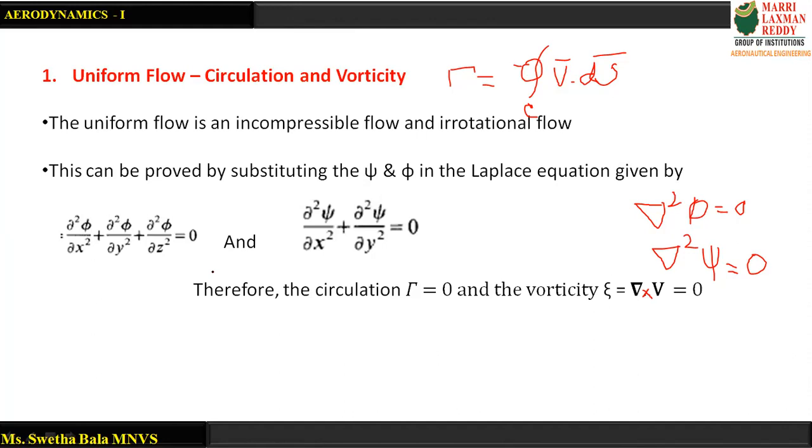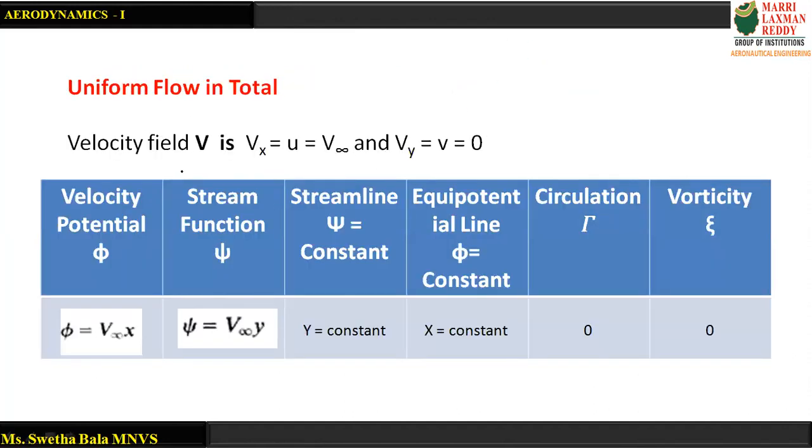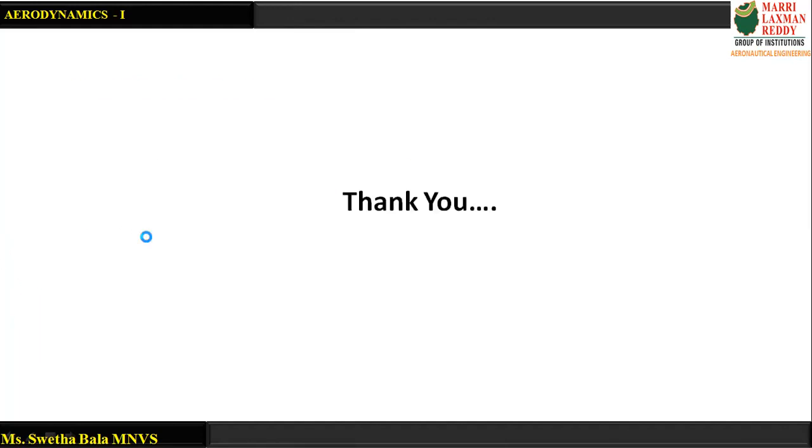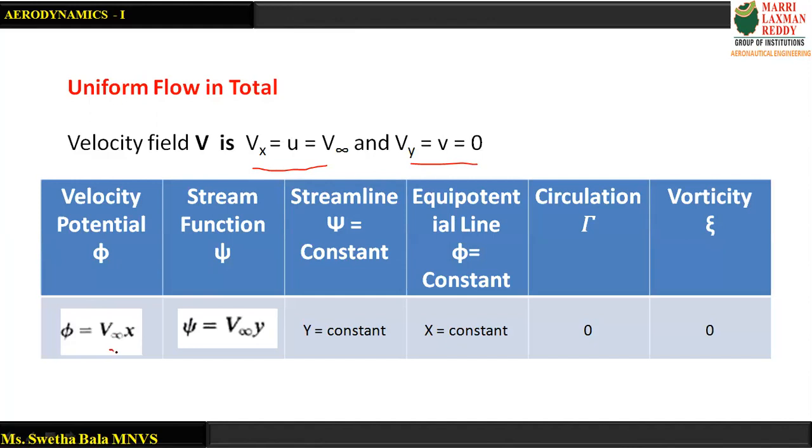Fine. Now if we just summarize this uniform flow, for any elementary flow, these are the steps. The first is I have the velocity field. What is it given by? Vx and Vy. Next is equation of the velocity potential, stream function. Y equal to constant is a streamline. Equipotential line is x is equal to constant. The circulation is 0 and the vorticity is 0. So this is your mathematical modeling of a flow, which is just having straight lines.